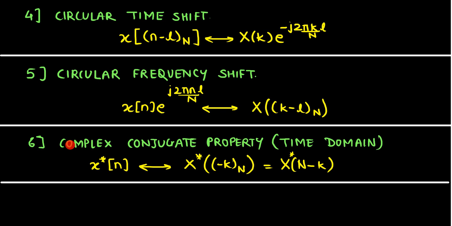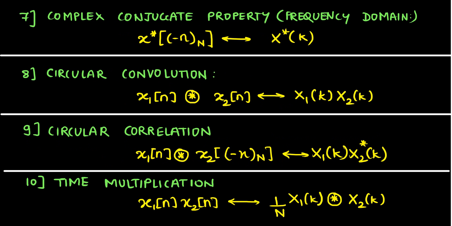The next property which we had seen was complex conjugate property, and we have considered the complex conjugate in the time domain. So if we have x conjugate of n, then at that time we are again going to get a complex conjugate in the frequency domain, but now we are going to have a circular flip also. So this complex conjugate in time domain results into circular flipping, as well as we are going to have complex conjugate. Similarly, if we have complex conjugate in the frequency domain, then we are going to get complex conjugate in the time domain, but the signal would be circularly flipped.